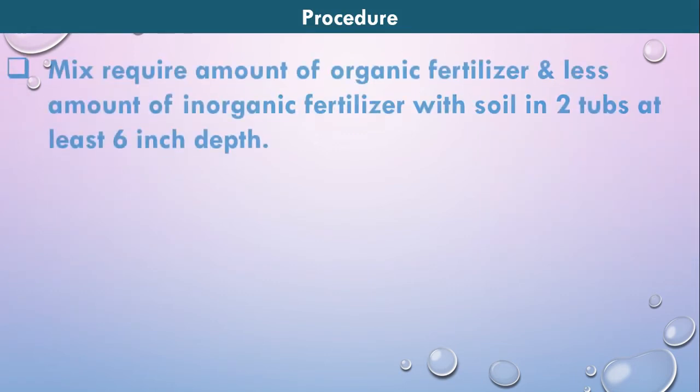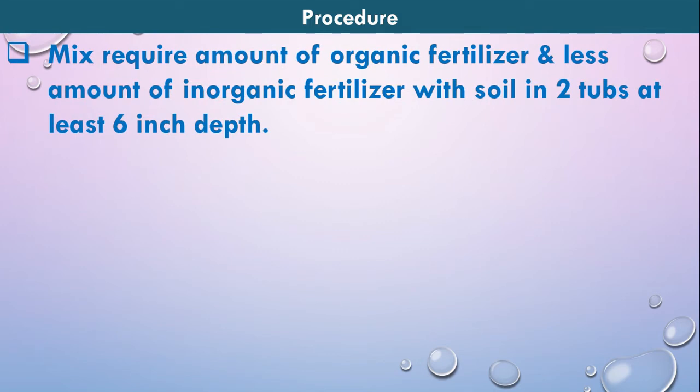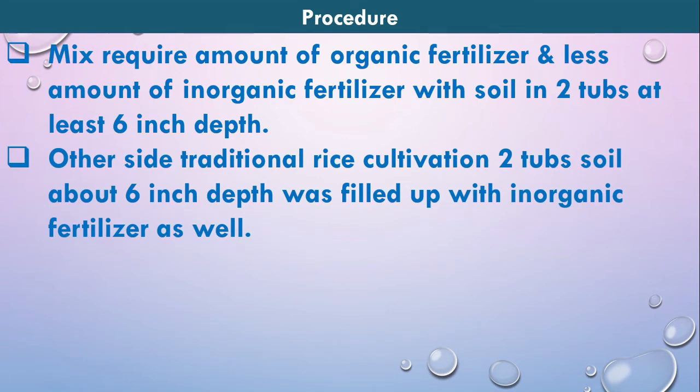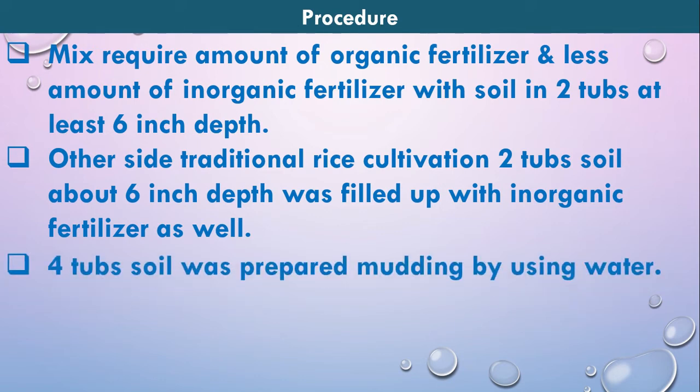Next, the procedure. If you have a look, we are using 4 tubs. The first 2 tubs are for the SRI method, and the next 2 tubs are for the traditional method. In the first 2 tubs, mix the required amount of organic fertilizer and a lesser amount of inorganic fertilizer with soil, at least 6 inches deep. On the other side, for traditional rice cultivation, use 2 tubs filled with soil about 6 inches deep, with inorganic fertilizer as well. Next, these 4 tubs of soil were prepared by mudding with water.